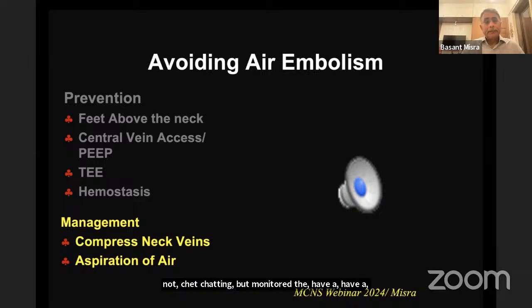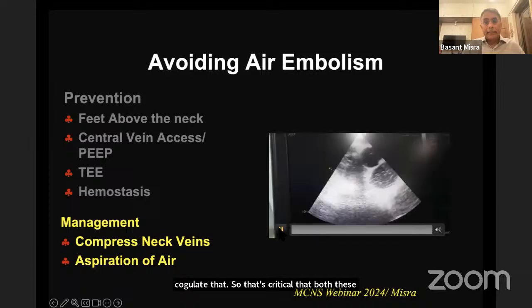If it does happen, the first thing we do is, two anesthetists are required. One is aspirating the air from the neck veins, the central access. And the other anesthetist compresses the neck veins, the jugular veins. What it does, it increases the pressure inside the veins, and if the collapsed vein, which has sucked in air, gets engorged, it starts bleeding, so that the surgeon can see where the air is going in, and then you can coagulate that. So that's critical that both things should be simultaneously taken care of. And early on, you do that, and there is no risk to the patient.